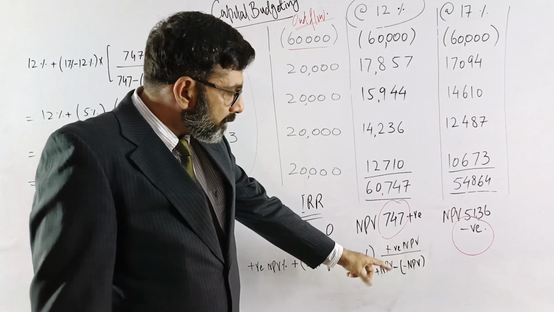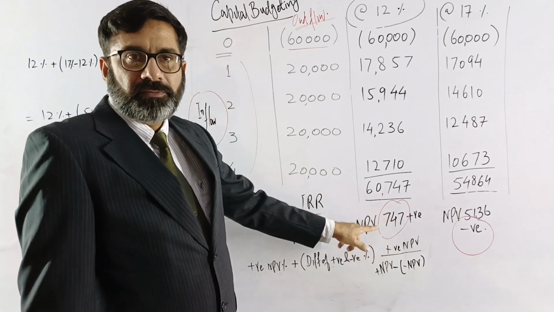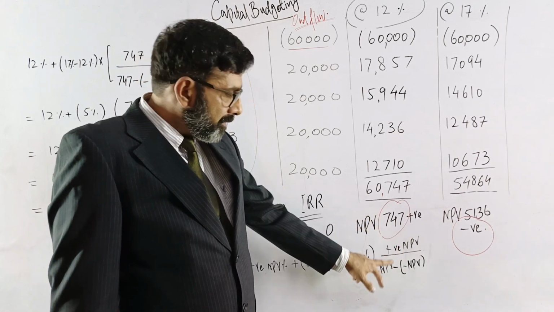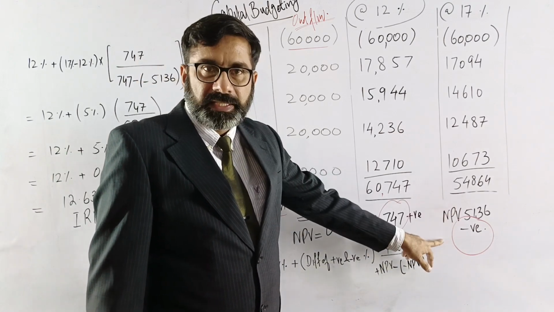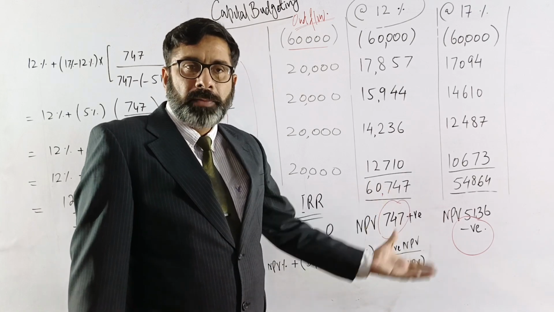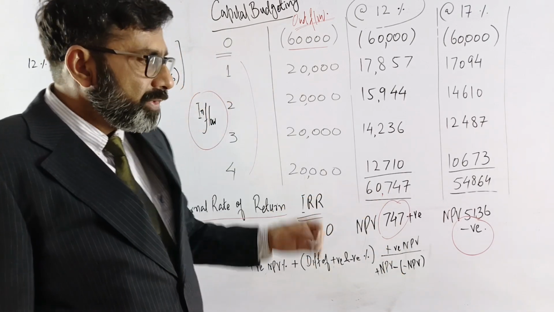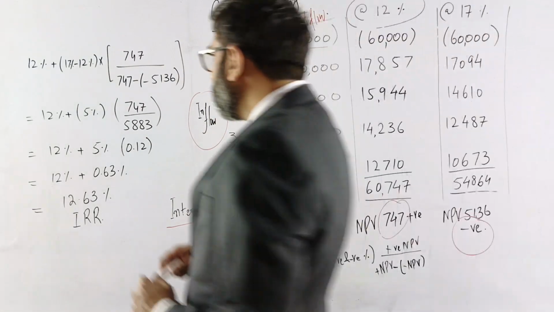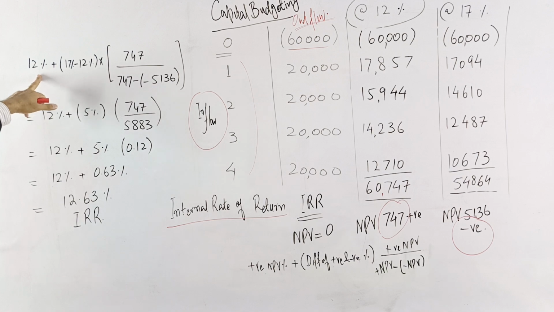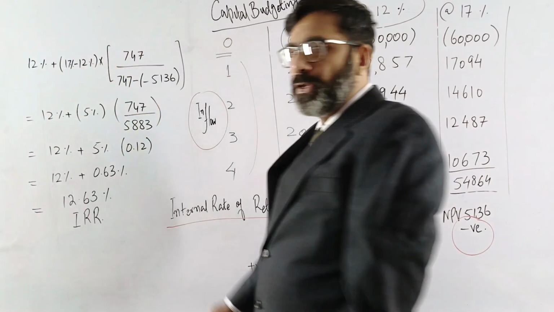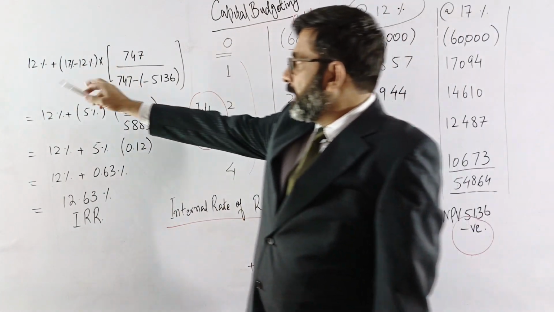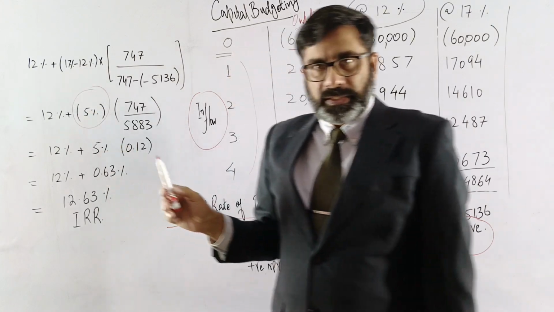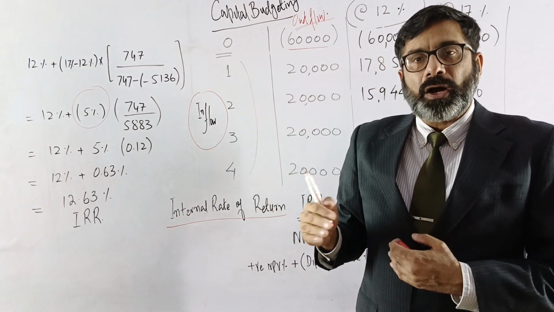Then we use the net present value, which is positive, 747, divided by the positive net present value minus the negative net present value. Minus minus, obviously, will be plus. So how will we calculate this? Here we have already done the calculation: we have 12% where the net present value is positive, and then 17 and 12. So the difference is 5%. But we have to take the ratio, how much of that.